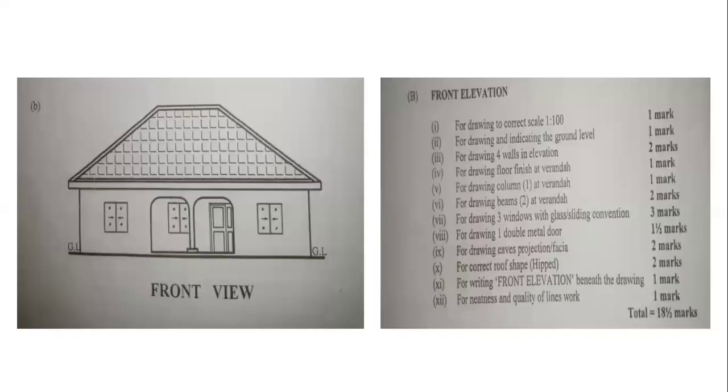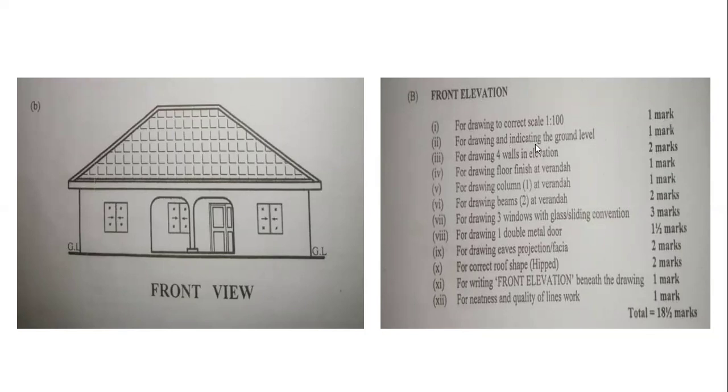So this is the solution, the front elevation obtained, and let's look at the marks that were given to each part of the work here. The first one that we have here in the figure says, for drawing to correct scale, 1:100, as I said before. So making use of that scale is very important. You have to divide each dimension given to you in the drawing by 100, and for doing that, you have 1 mark.